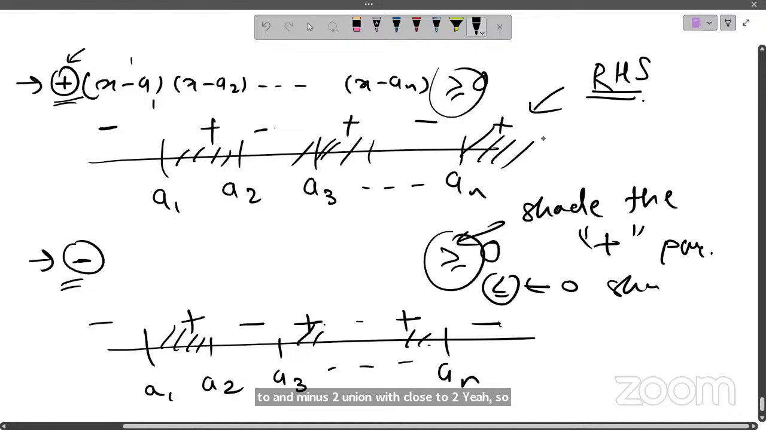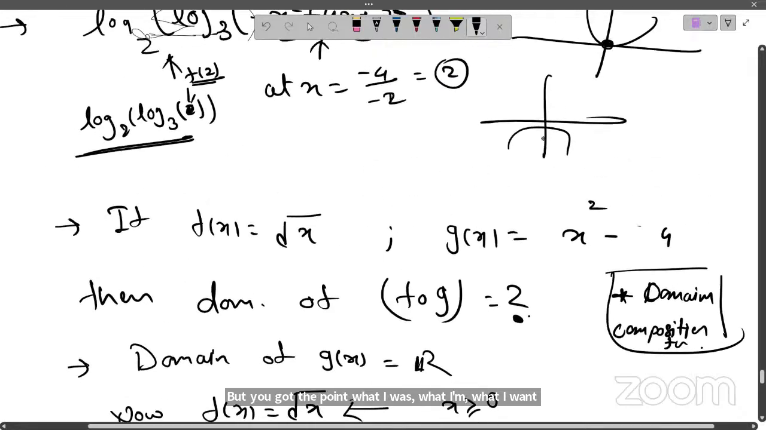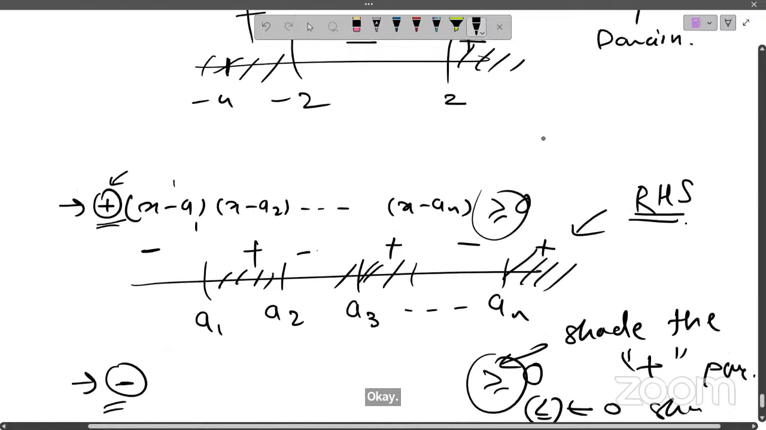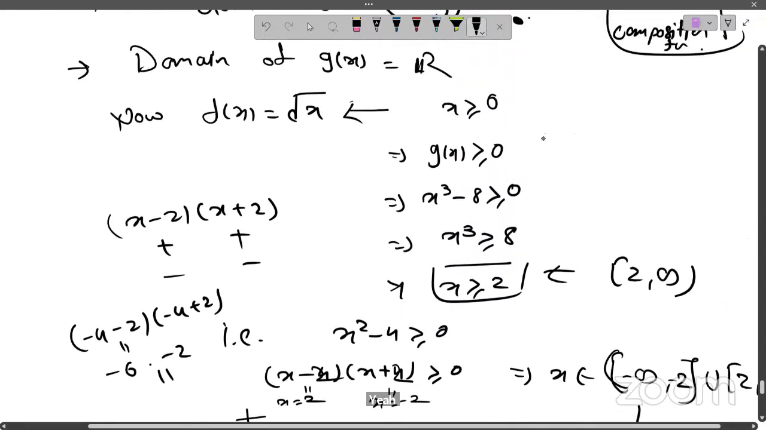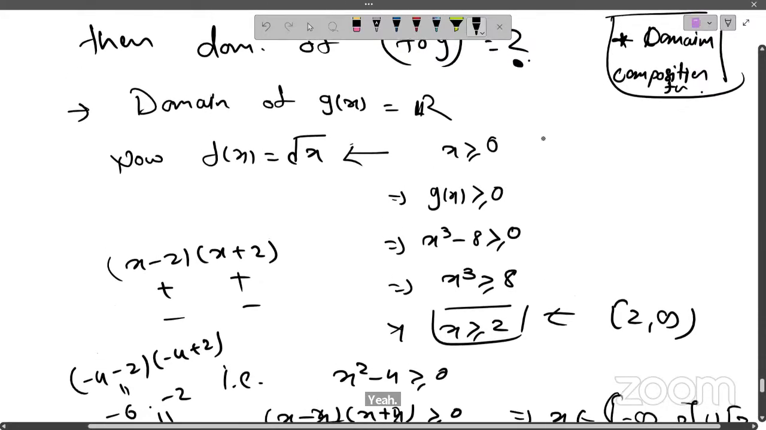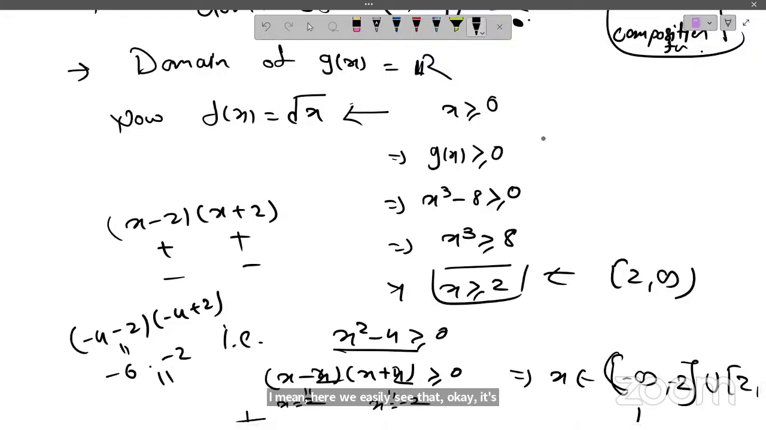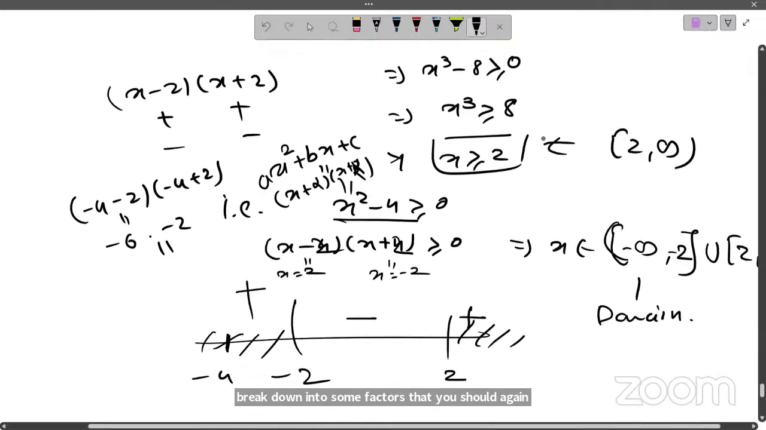But you got the point of what I want to say, right? Yes, ma'am. But then sometimes it is not this straightforward, right, ma'am, wherein we can just substitute. Sometimes it is not, but it won't be that much difficult. You can break it down into some factors. Here we easily see that it's just x squared minus 4. Maybe there will be some complicated quadratic function that you should again break down into factors, suppose (x plus alpha)(x minus alpha), and then apply the Wavy curve method. This may be possible, right?